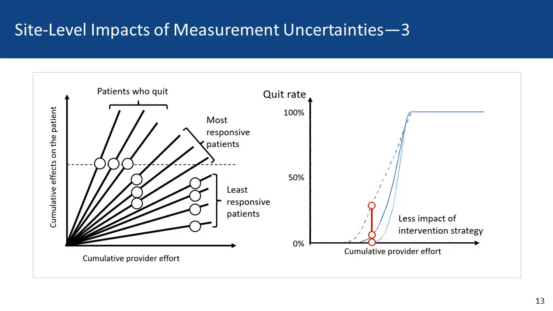So here, when we look at the various implementation strategies, we see that there is less impact on the different strategies when we introduce measurement uncertainties. In this case, you can see that the dashed line, where we have twice as much effort towards the most responsive patient, has gone downwards. And the dotted line, where we have twice as much effort towards the least responsive patients, has gone upwards, so that the spread between these lines in the vertical direction has become smaller.